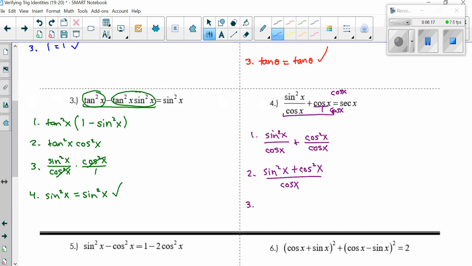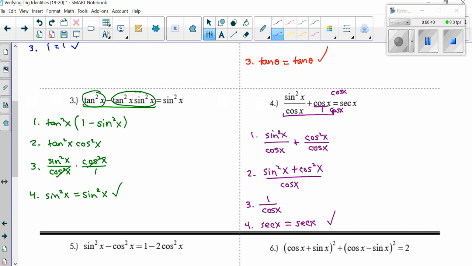My numerator can change since it's sine squared x plus cosine squared x, that's 1. So I can change that to 1 over cosine x, which means 1 over cosine x is secant x. And that's what I was trying to prove. So 4 steps, and I'm done.